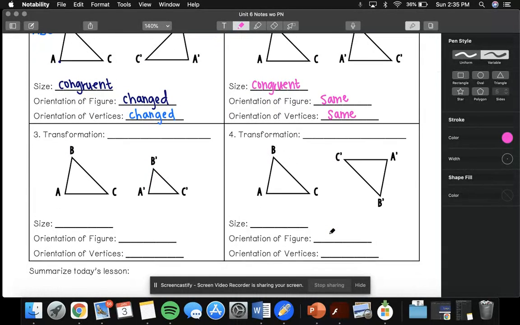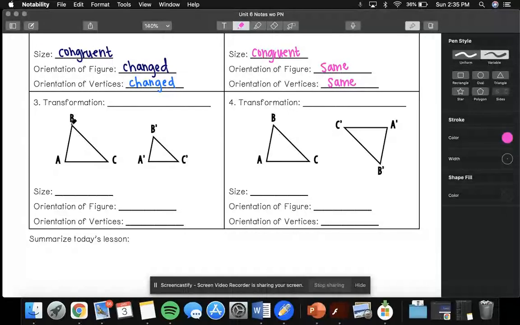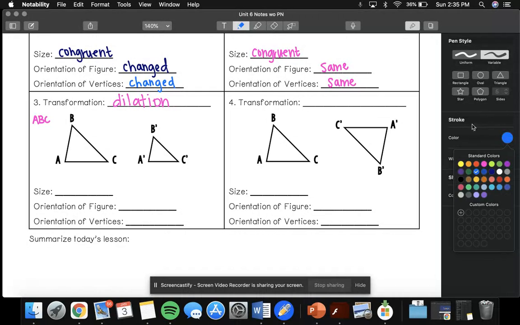All right, the third picture, we again have triangle ABC. I just look and see, do I notice what's happened? I look at A, and it looks like it's still in the same order, but it looks definitely smaller. If it gets smaller or bigger, we call that a dilation. We have dilated it. In this case, we've made it smaller. Now for the size, ABC is the same shape as A prime, B prime, C prime, but it's not the same size. So they are not congruent.